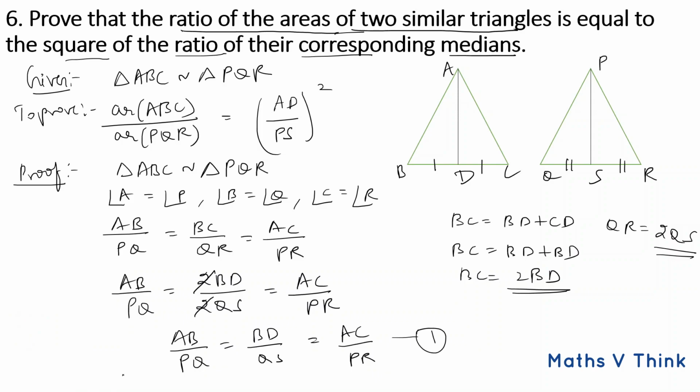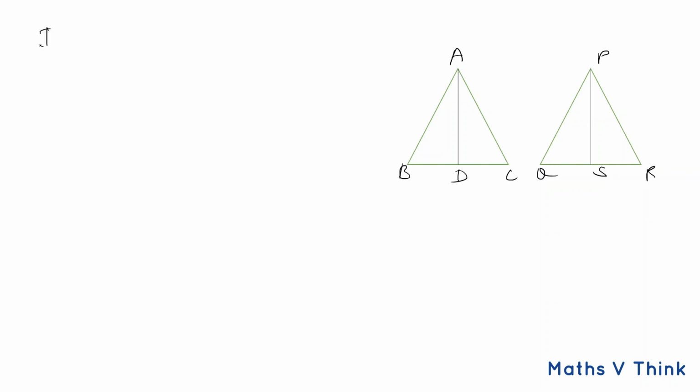Now we'll be taking triangle ABD and triangle PQS. In these triangles, we already got AB by PQ is equal to BD by QS, and also we know angle B is equal to angle Q. So by side angle side, triangle ABD is similar to triangle PQS.